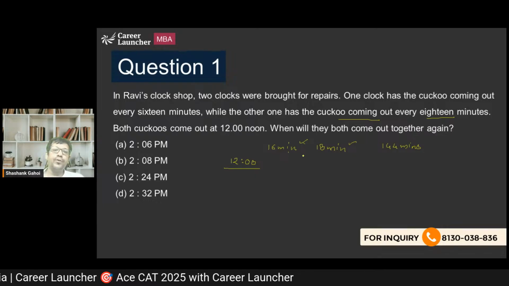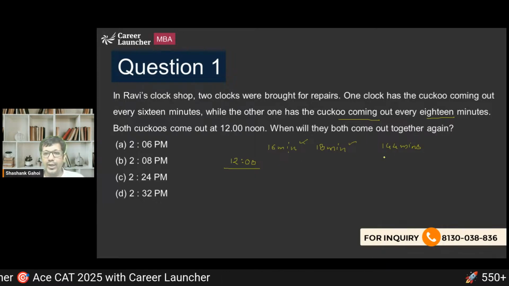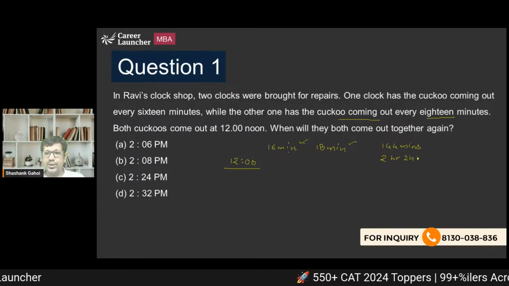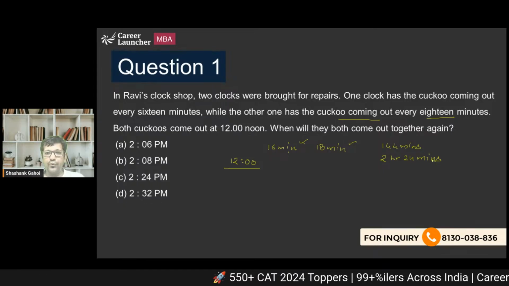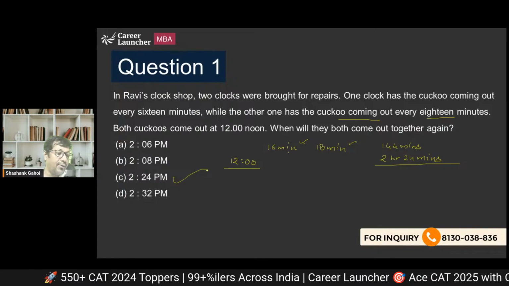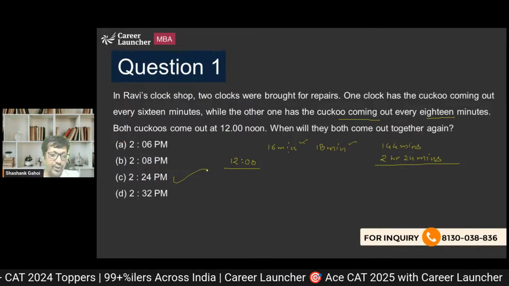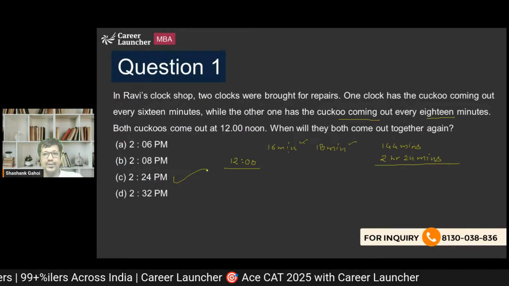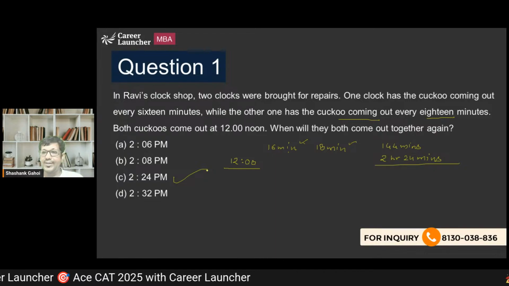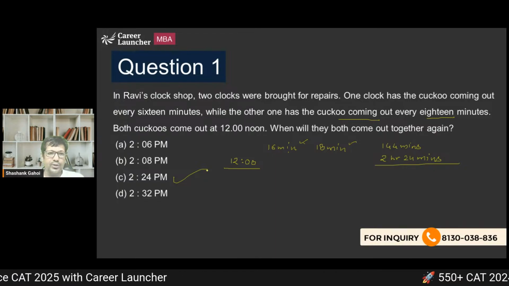So 144 minutes later is going to be 2 hours 24 minutes. So the answer of this question is 2 hours 24 minutes after 12. That's going to be option C, and both the cuckoos will be coming out at 2:24. That's it. It's a simple question of LCM, nothing to do with clocks.